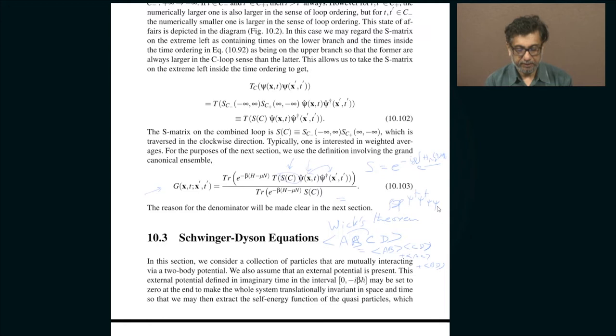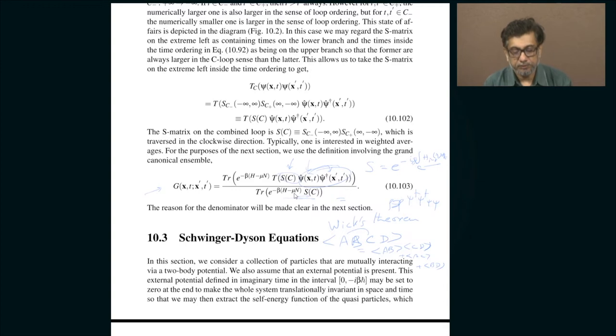And they will all pair like this. One of those pairings will involve pairing these two, and once you pair up these two and take the average, it becomes some number and goes outside, and then you will end up having to deal with only the operators that are sitting inside S. But the whole point is that that will exactly cancel the terms coming from the denominator.